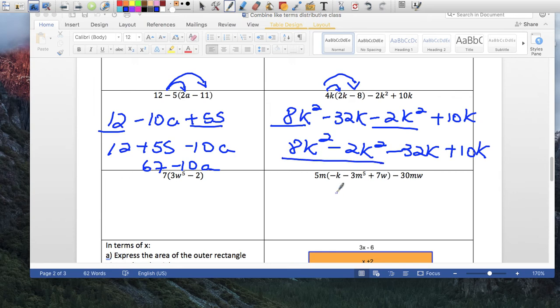Combine these two. 8 minus 2 is 6, so 6k squared minus 32k plus 10k. Think of it as negative 32 plus 10. There's more negatives. How many more? 22 more, so it's going to be negative 22k.